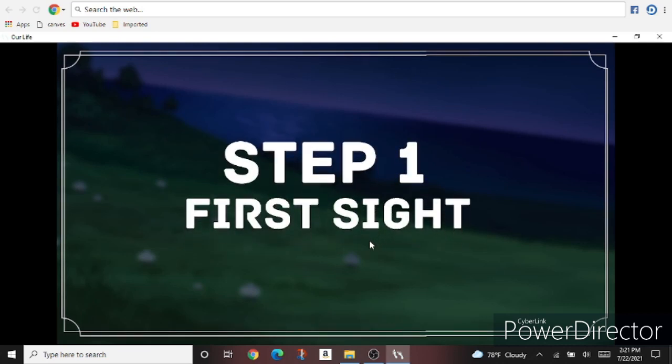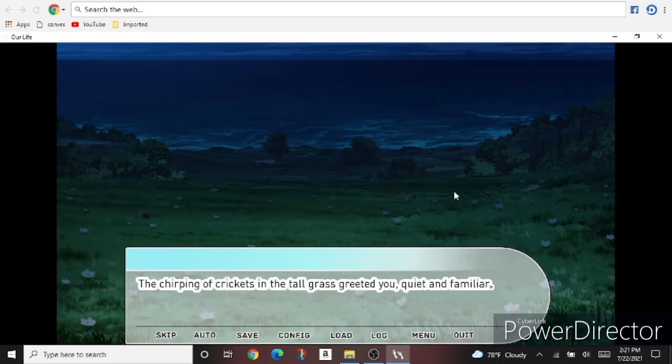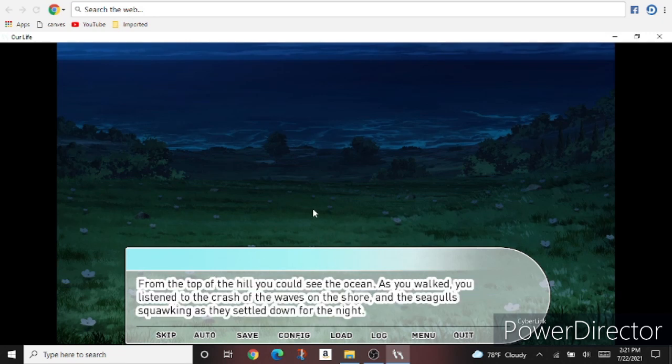Step 1. First sight. Excuse me. The chirping of crickets in the tall grass greeted you, quiet and familiar. See, these flowers are called linen poppies, I think. From the top of the hill, you could see the ocean.